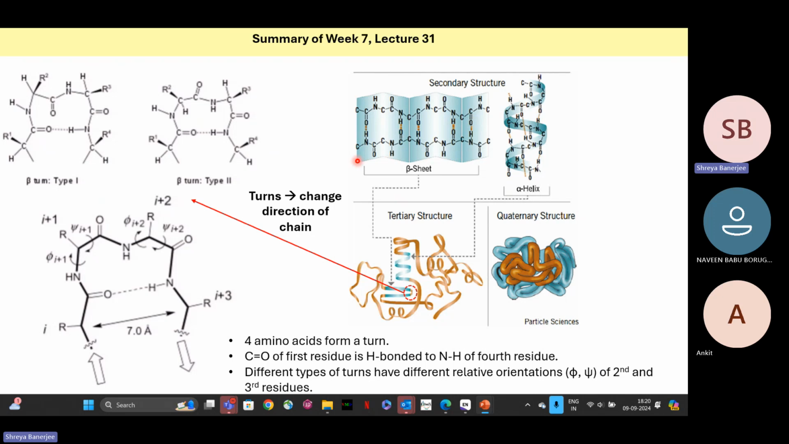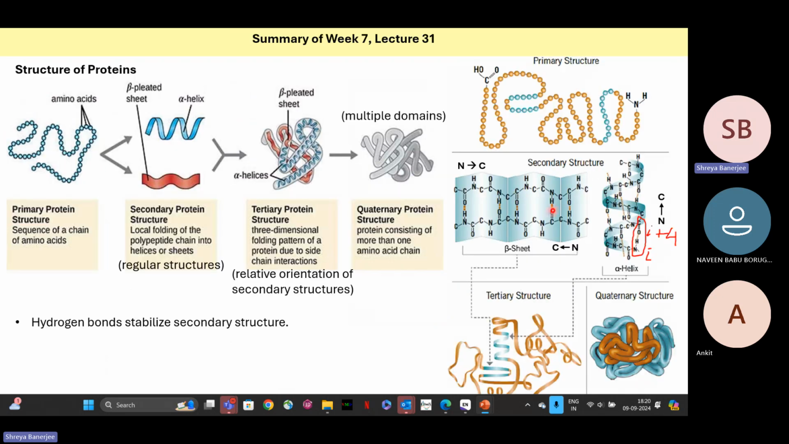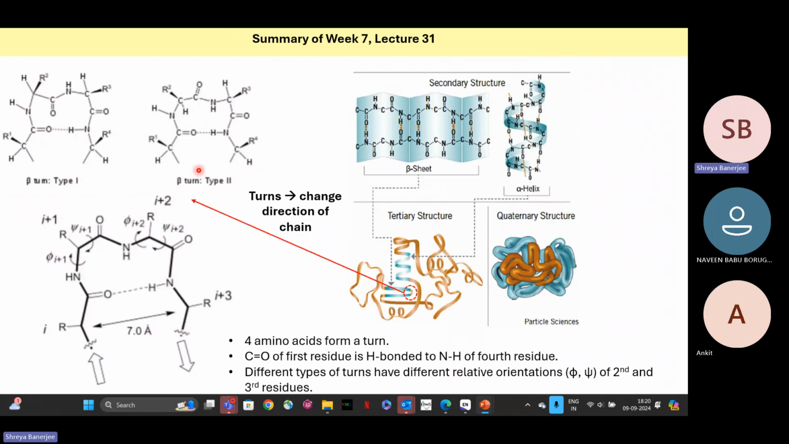Now we will look at another kind of secondary structure. In the previous slide, we looked at the beta sheet and the alpha helix. Now this is another kind of secondary structure called the turn. If you look at the tertiary structure here, the two strands form a beta sheet, but between one strand and the next, which is highlighted here, there is a turn. This kind of turn is basically formed by 4 amino acid residues shown here.